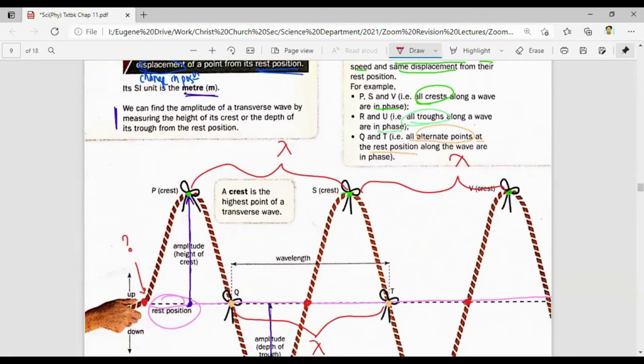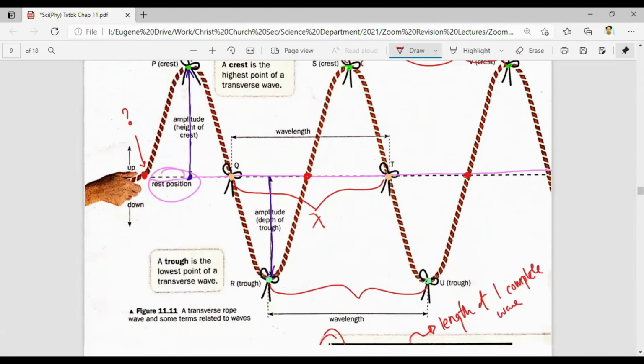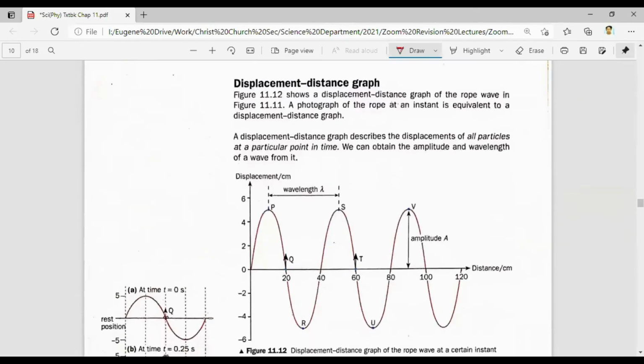So the textbook tried to put it as clearly as possible to compare this image to the one at the bottom. It's actually the photograph of the rope at an instant. It's equivalent to what we call a displacement distance graph. It's called a displacement distance graph because the y-axis is the displacement, the x-axis is the distance. So it's a y to x-axis kind of graph.